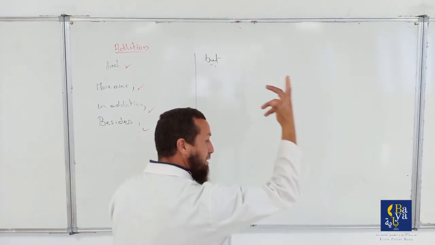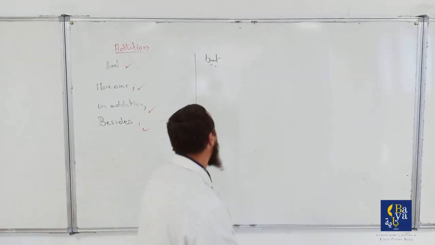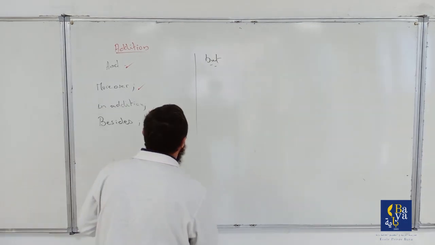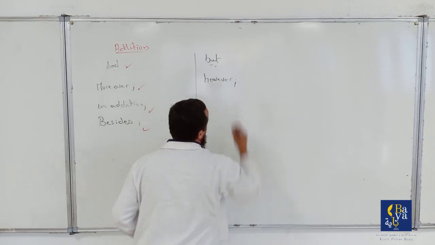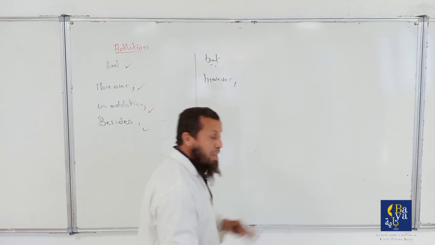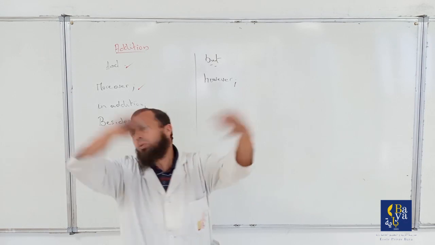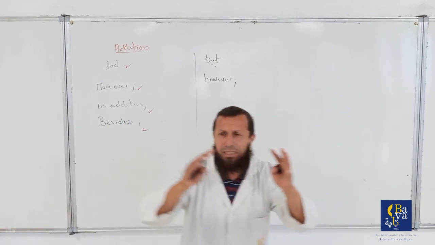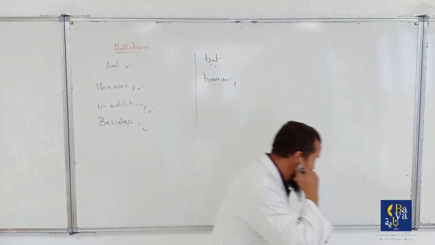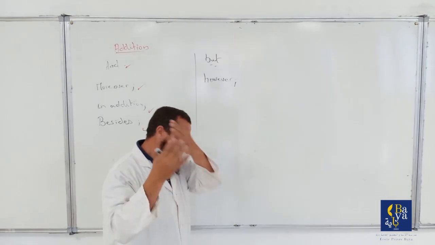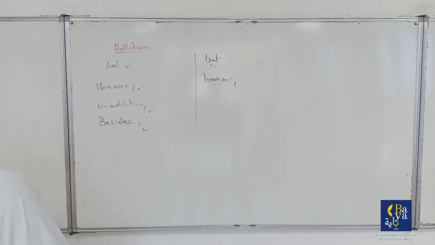To change this, we have some other words to use, like however. Although it's famous, it's a huge building, it's a beautiful place in Egypt, however, it's not visited by many people. It has about the same meaning as but. This is however.